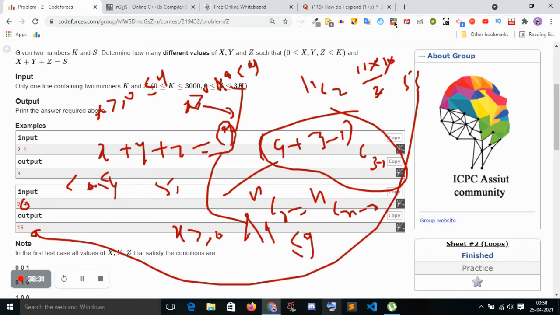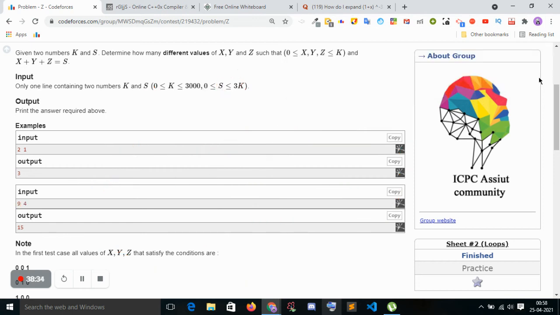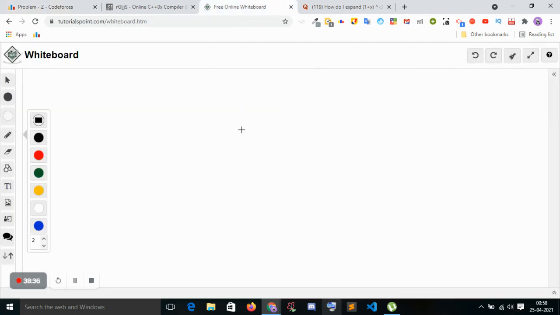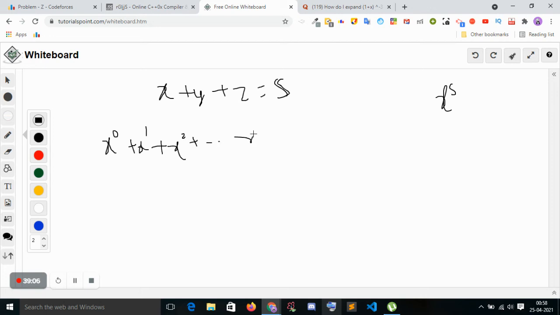So we'll get the idea of how to solve this question. Let's try to prove this: x plus y plus z equal to s. I have to find x to the power s. I assume I am taking the x to the power s coefficient, and the limit of x, y, z inputs is x to the power 0, x to the power 1, x to the power 2, and so on up to x to the power k.